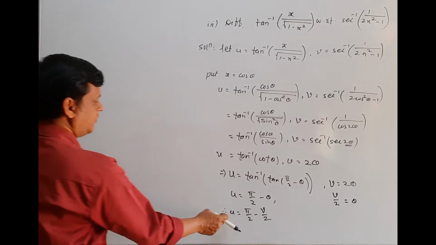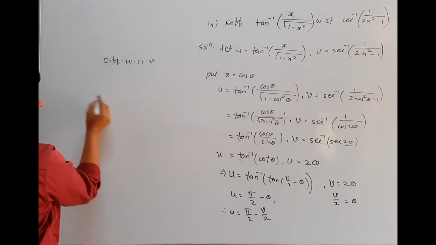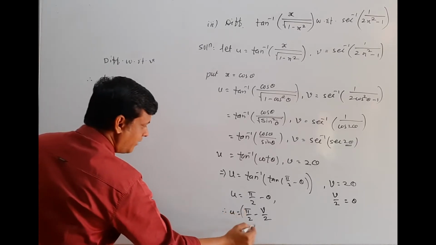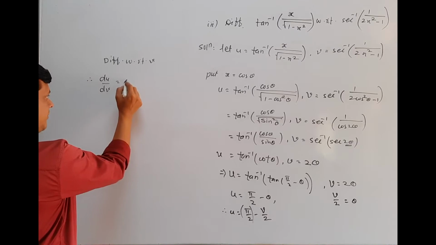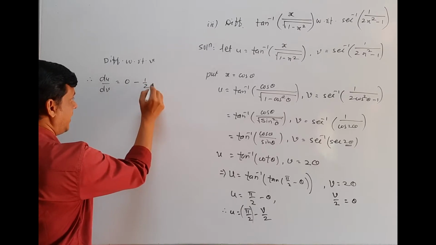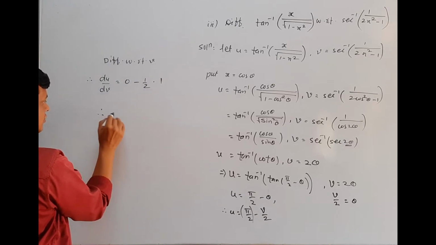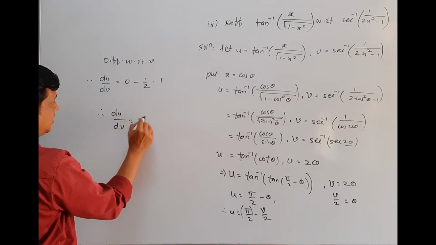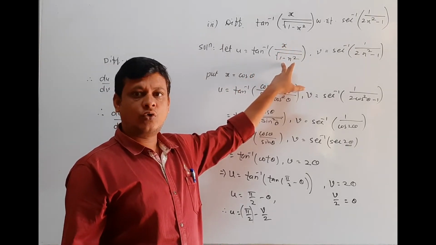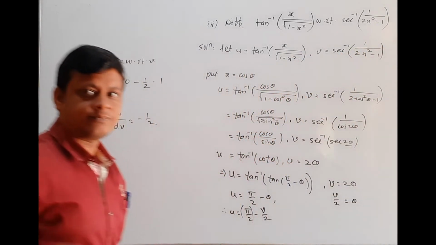Now differentiate this with respect to v. Therefore the derivative of u with respect to v is du by dv. Pi by 2 is a constant, so the derivative of the first term is 0, minus the derivative of the second term. So minus sign, and we write 1 by 2 into the derivative of v. The derivative of v with respect to v is 1. So we get du by dv is equal to minus 1 by 2. That means the derivative of tan inverse x upon root 1 minus x square with respect to sec inverse of 1 upon 2x square minus 1 is minus 1 by 2.